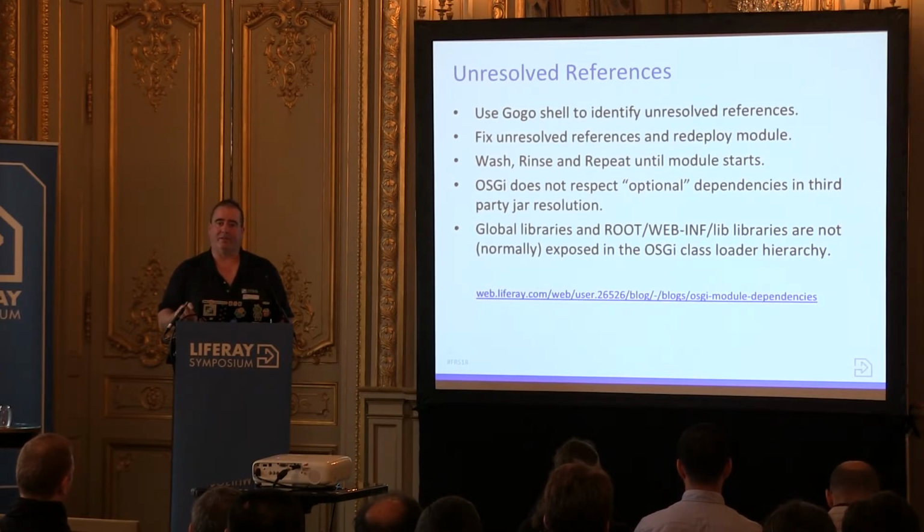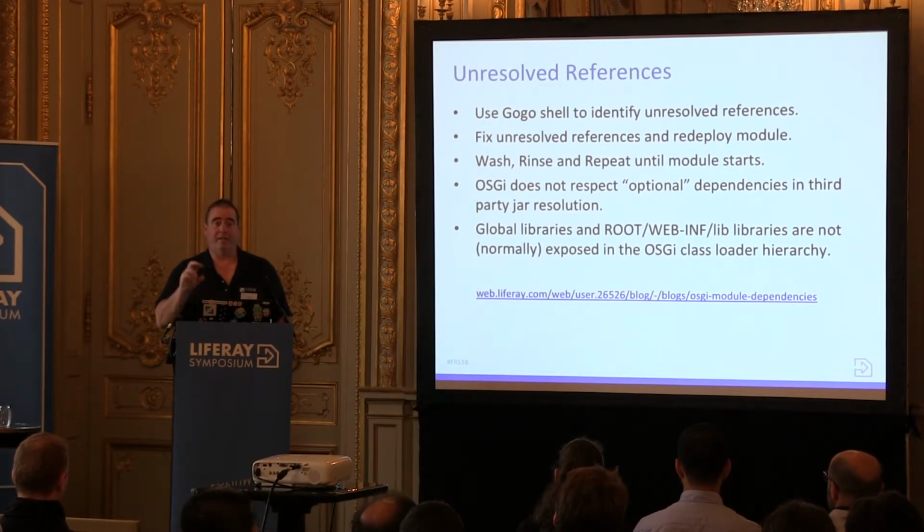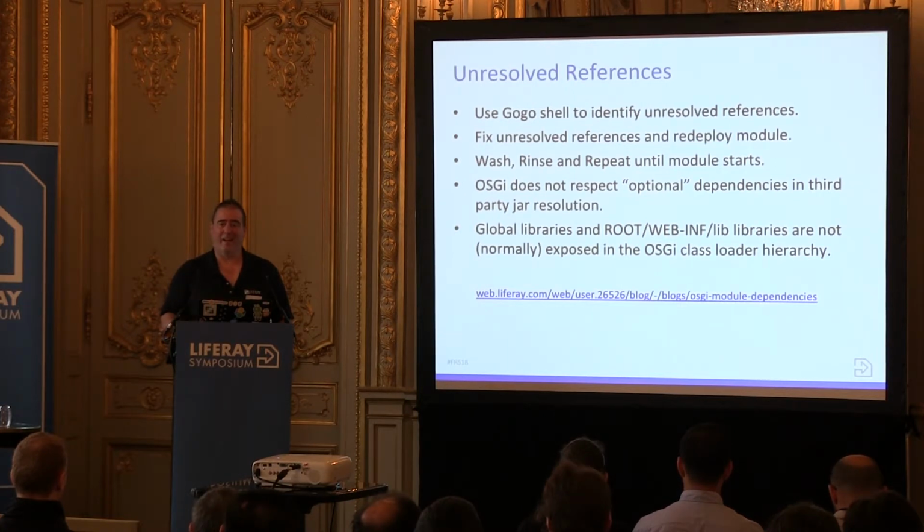OSGi does not understand the optional declaration for transitive dependencies. So XStream, for example, has an optional dependency on Joda-Time, but OSGi doesn't understand that it's really optional. It may be optional at compile time, but it could be a requirement at runtime. OSGi doesn't know that. You as the developer should know it. And you're either going to satisfy the dependency or you're going to be explicit when you say, I don't need it.